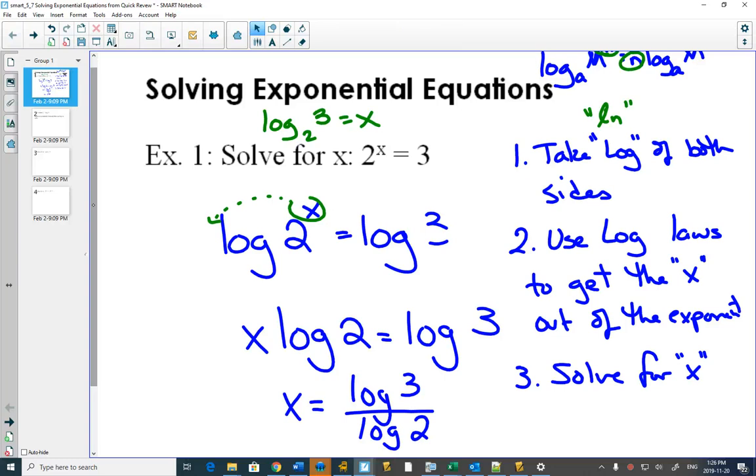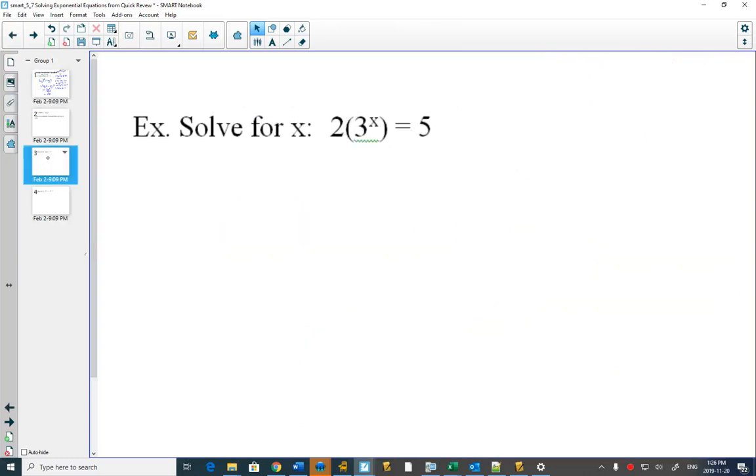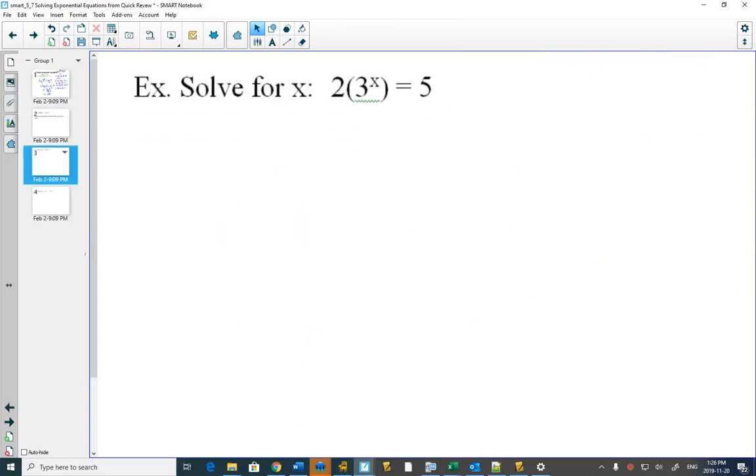So, example 2. Solve for x. Okay? I'm going to show you a couple of different things with this one. Again, you can use the steps for solving for logs. So I'm going to do the most common one first. Then I'm going to do it in natural logs, the most common way. Then I'm going to use some other algebra skills that I already have and do it that way as well, just to see some different strategies.